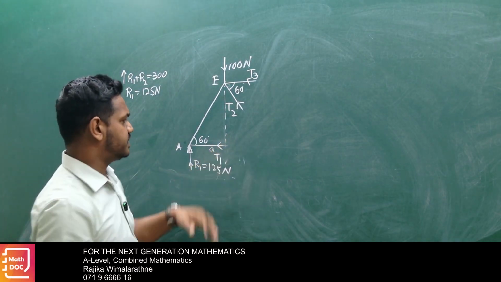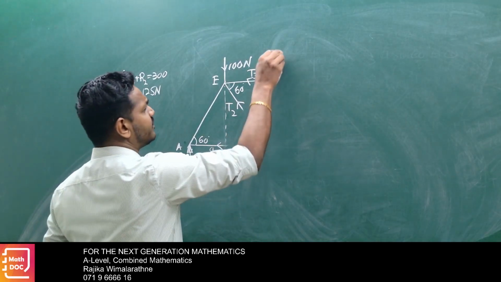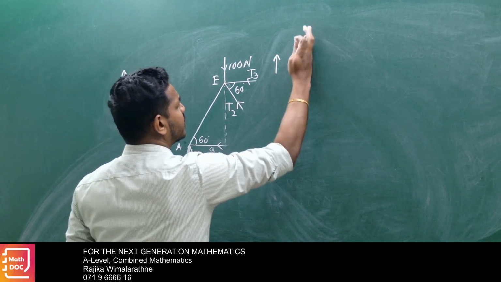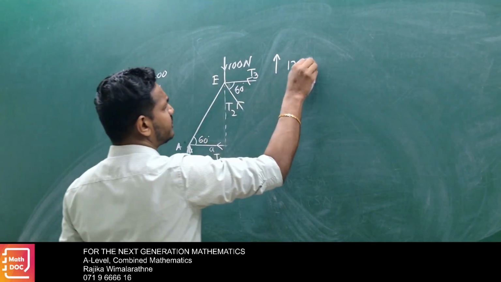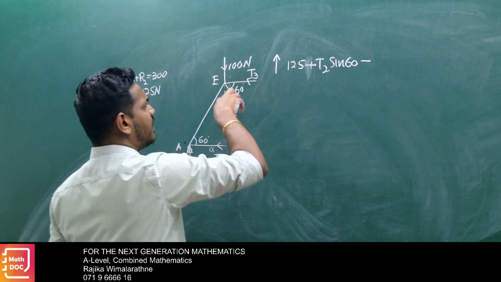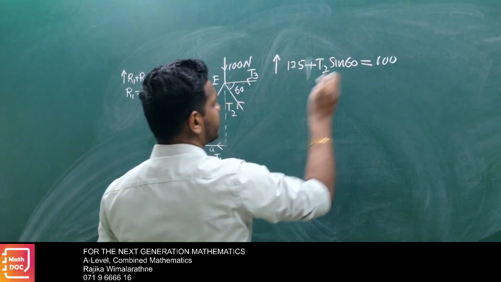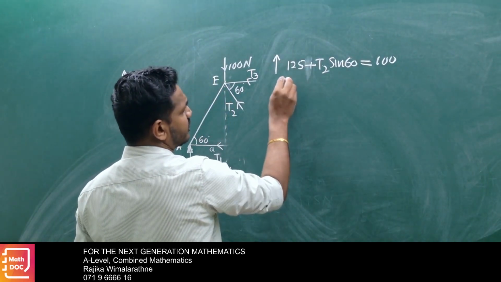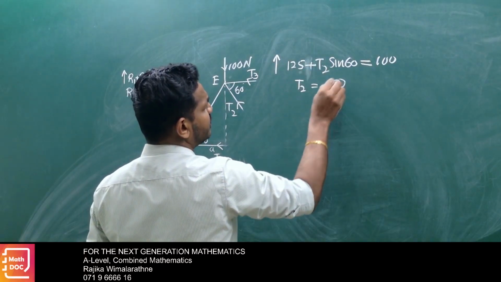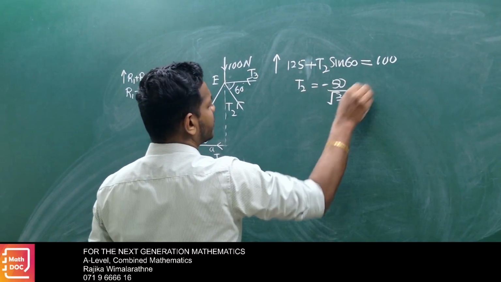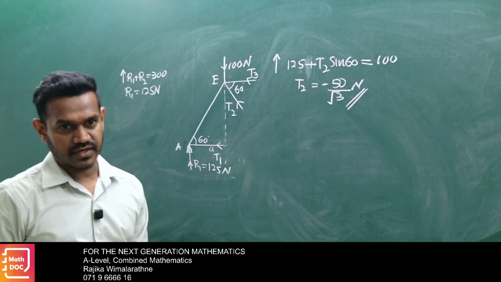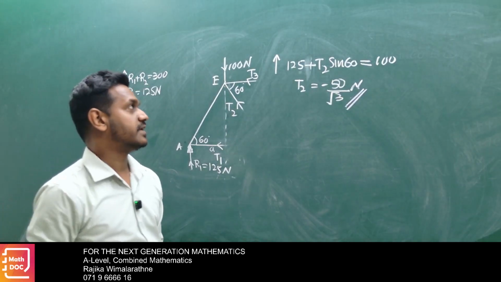Now here are the forces. You resolve vertically. 125, T2 sin 60 equals 100. Then T2 equals minus 25 minus 50 over root 3. Then T2, not thrust, it is tension now. Minus 50 over root 3.